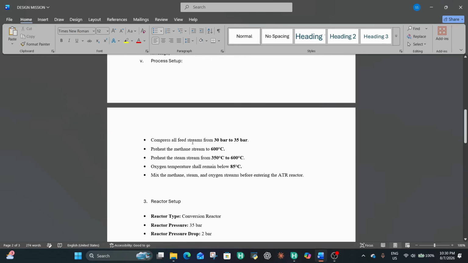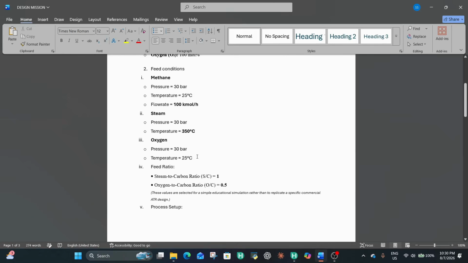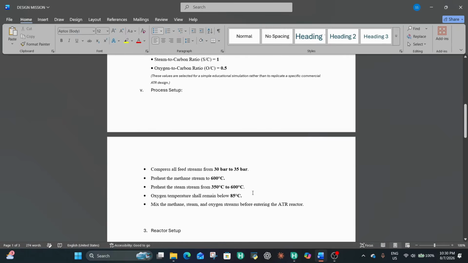So the first setup: compress all feed streams from 30 bar to 35 bar. Preheat the methane stream to 600 Celsius, that's some heating. Preheat the steam stream from 350 to 600 Celsius. Do take note, oxygen temperature shall remain below 85 Celsius. Now, oxygen is 25 Celsius initially. So it says it shall remain below 85 Celsius. It means that it could be 25 Celsius, which is our initial condition, and it could be heated to a temperature of 85 Celsius or less.